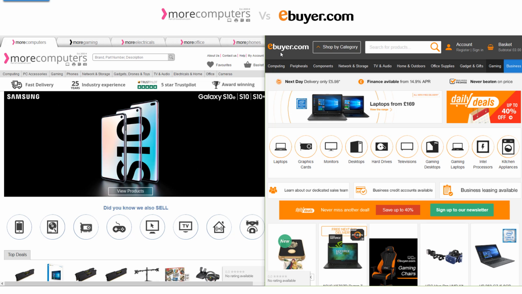Look at More Computers. They've gone completely over the top with their branding. Like, you have more computers, more gaming, more electricals, more office, more phones. That's nonsensical. There's absolutely no reason to do this. People want to buy computers, games consoles, games. They want to buy electrical stuff. They want to buy office stuff. They want to buy mobile phone stuff. They don't want to be overly branded. Like, you can buy all of these things from eBuyer.com, but they haven't gone and separated their site into loads of different sections. They've worked it all together.